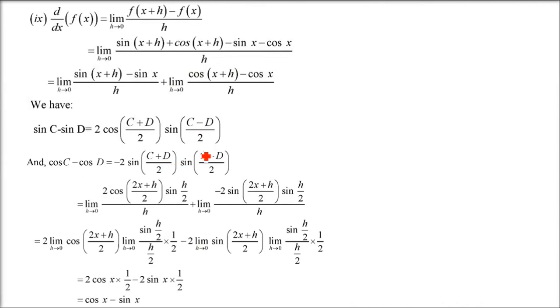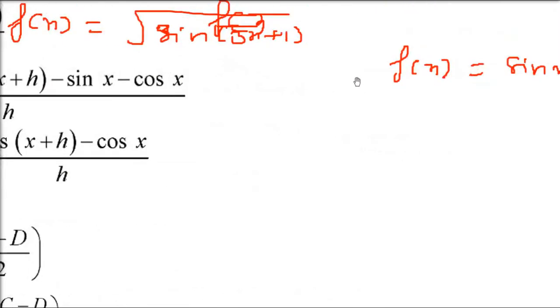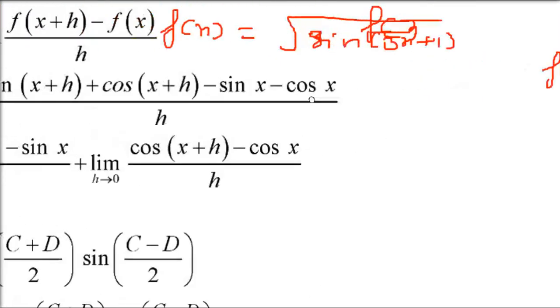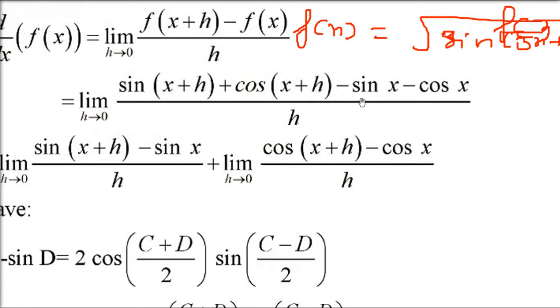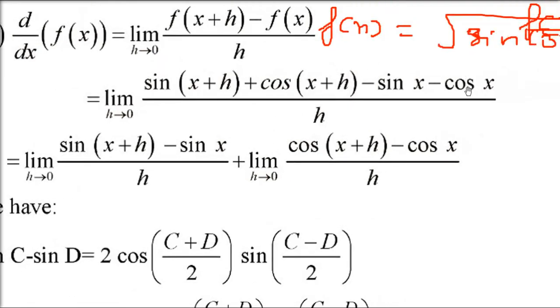Now this is the 9th question. It's sin x plus cos x. Its f(x) is sin x plus cos x. So now just take f(x plus h). And what is f(x plus h)? Sin(x plus h) plus cos(x plus h), and minus f(x). We have taken negative, so it will be subtracted, so minus sin x minus cos x. Now we'll take the sin terms together and the cos terms together.